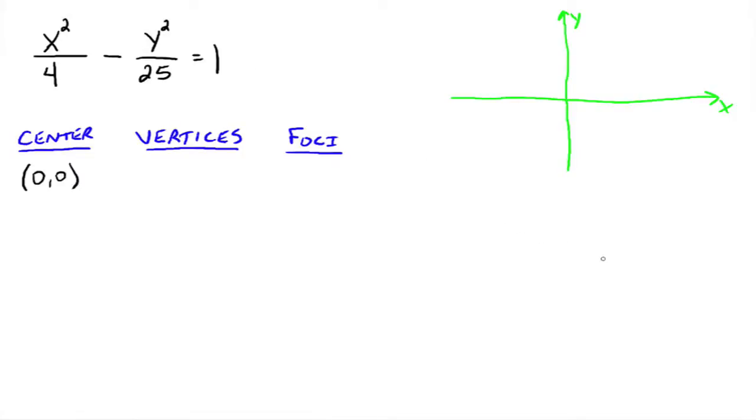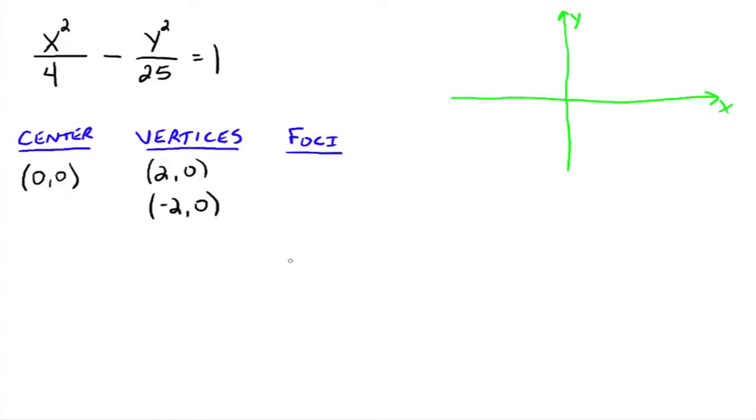Now, does this one have a horizontal transverse axis or a vertical transverse axis? Well, since it's x squared minus y squared, it's horizontal, so they're going to open right and left. Since it's got a horizontal transverse axis, what are the vertices? The vertices are the x part of the center plus or minus the square root of a squared. So a would be 2, so it would be 2 comma 0 and negative 2 comma 0.